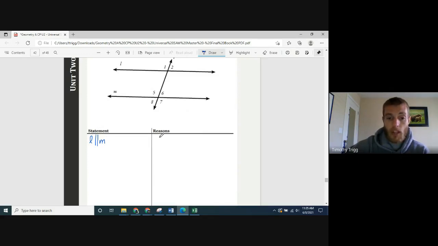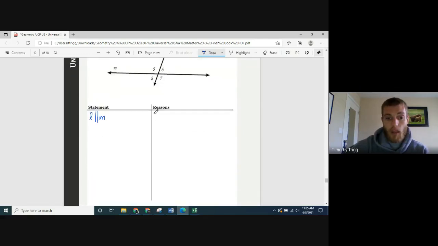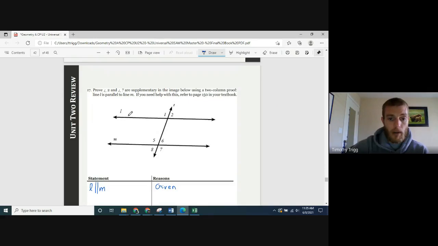And the reason we know that's true, how do we know that these are parallel? Well, they told us already, right? They just told us that. Line L is parallel to M. So if they just tell us, we say given. Anytime they just give us that information, we say that we know this information because they gave us that. It's given. All right. Now let's take a look.